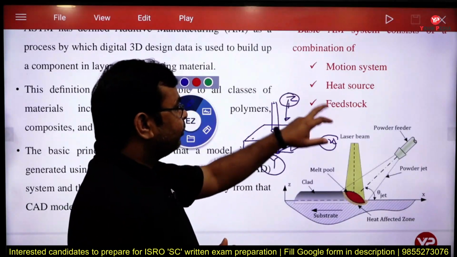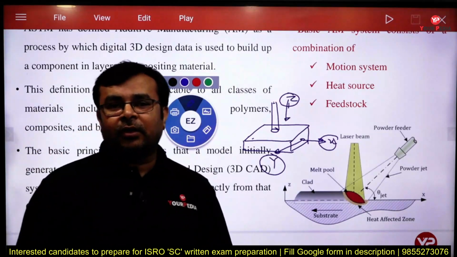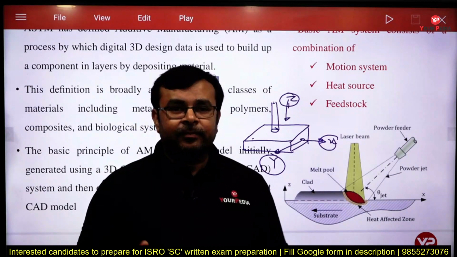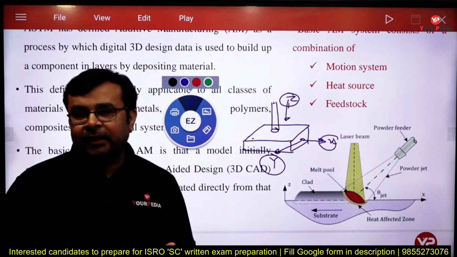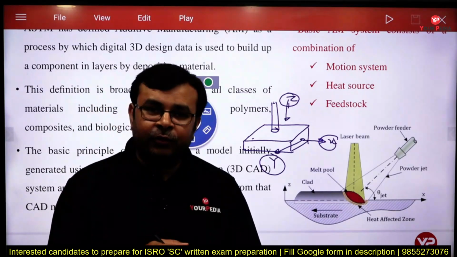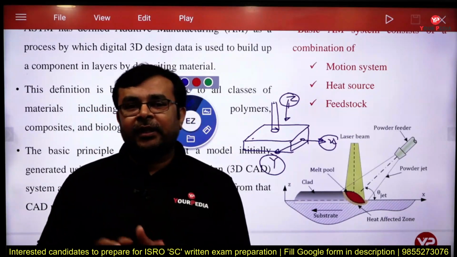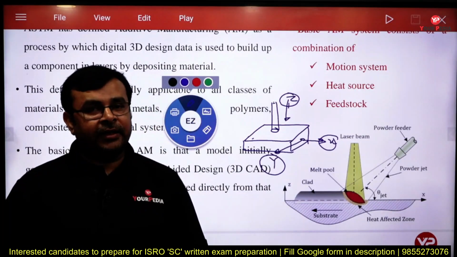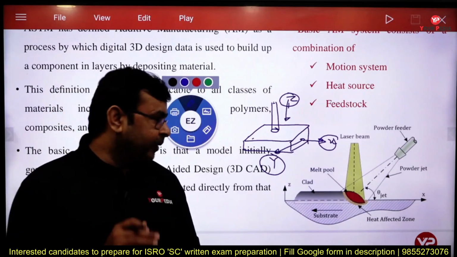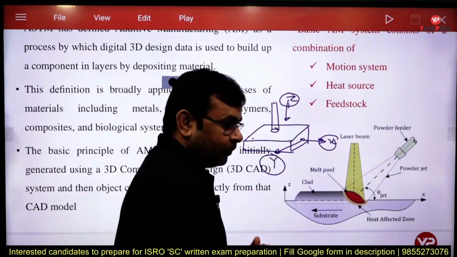So, motion system, heat source. Now, if we talk about the heat source, various heat sources have already been developed or researched for producing any 3-dimensional part with additive manufacturing. We can use a laser beam or an electron beam, and nowadays we can also use a welding arc as the heat source, and sometimes ultraviolet rays are also used for curing purposes. So we use many heat sources, and after that, feedstock.